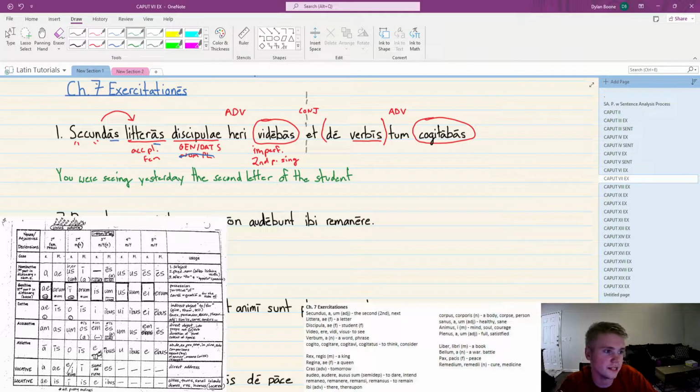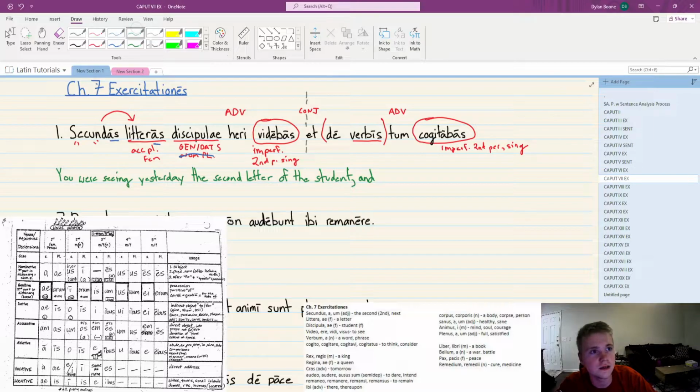So you were looking at it yesterday. Et, and what did you do? Cogitabas, exactly the same. We can go through the same exercise, but you'll find that you're in that same imperfect second person singular part of the verb chart. We have an adverb. We can skip that.